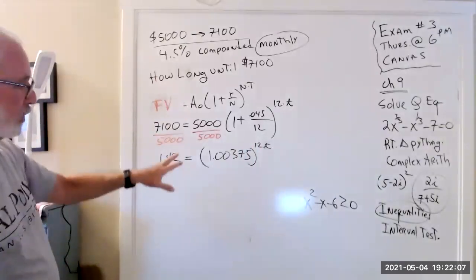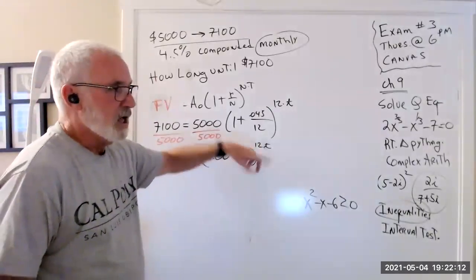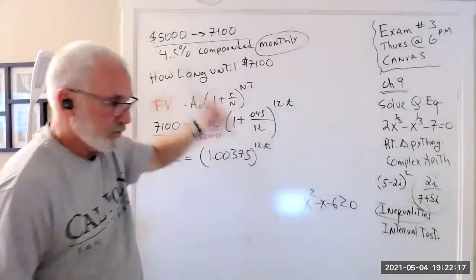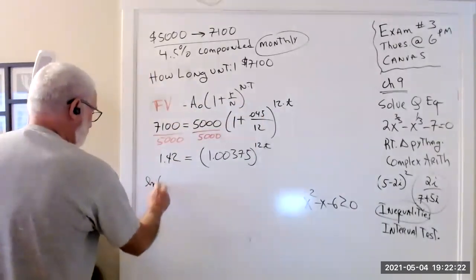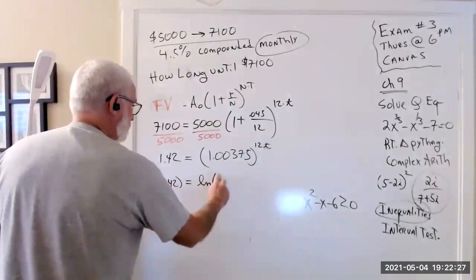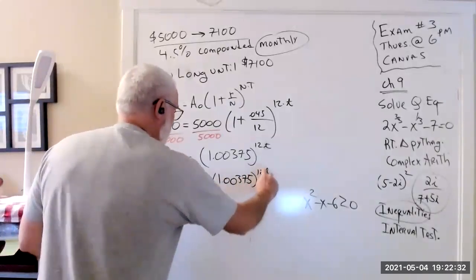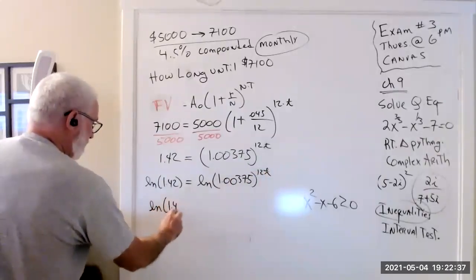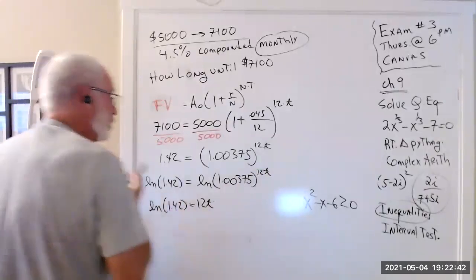Once we've worked through this, the question becomes, how do I get the 12t out of the exponent position? There's a couple ways. Easiest way is to ln both sides. That allows me to bring the 12t down. Could we also use the bar-bra rule on this? Oh, yeah, cool. Yes, you could.